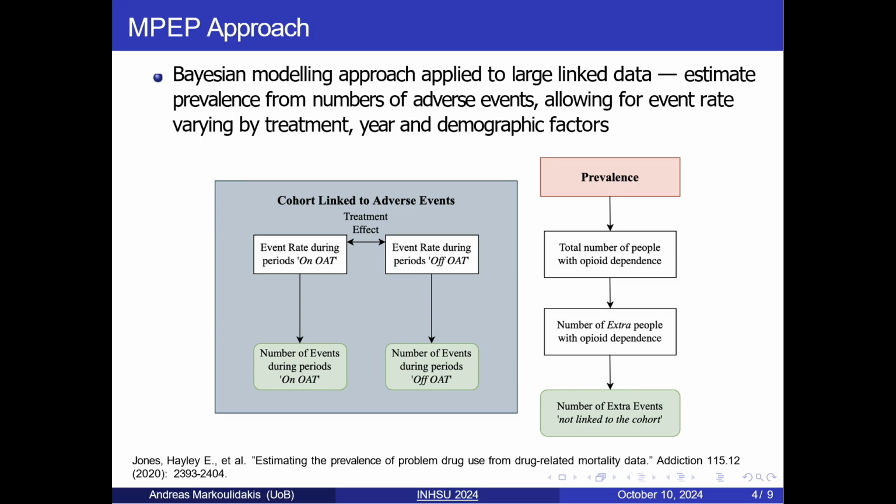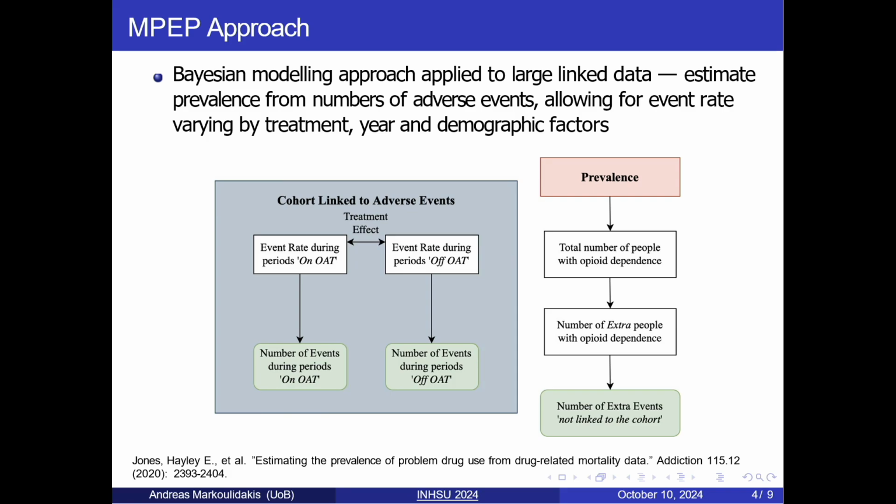Thanks to the unique identification numbers that each individual in Scotland has, we were able to know if an event, hospital admission or death, occurred during a period on or off OAT. So we are able to actually compute the event rates, including stratification by treatment, sex, region in some cases, year, etc.